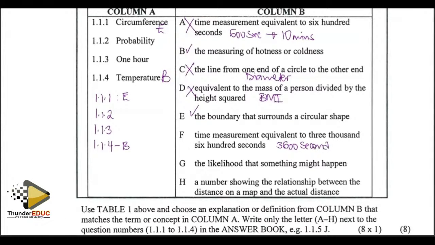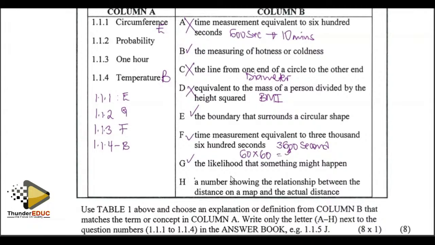Yes, indeed, this is 1 hour, which is 1.1.3. Because we remember an hour has 60 minutes, we multiply by 60 and end up having this much. Okay, we go. The likelihood that something happens is probability, which is this. So they are complete.